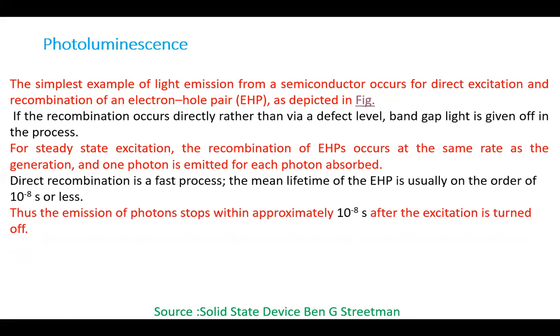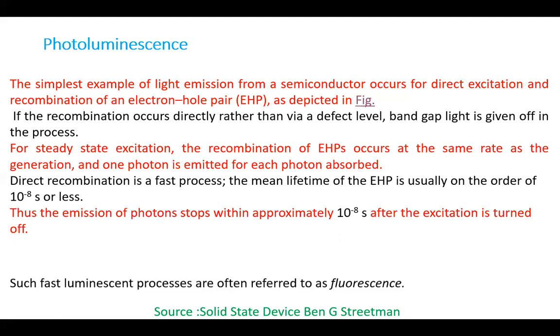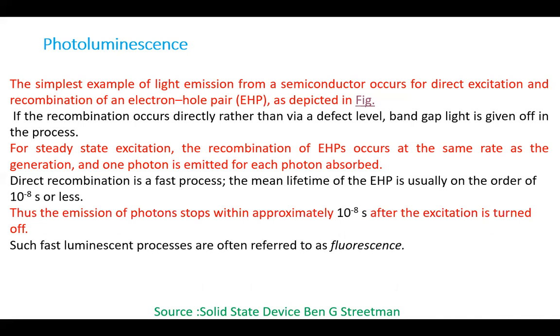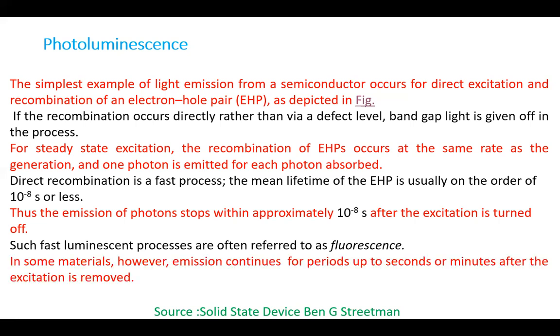When you talk about emission of photons, it stops within this many seconds after the excitation is turned off. You turn off the excitation, and immediately your photon emission stops. That is 10 raised to minus 8 seconds. So you are witnessing this fast or rapid luminescence process. It is sometimes referred to as fluorescence. In some materials, however, we see that emission continues for periods up to seconds or minutes after the excitation is removed.